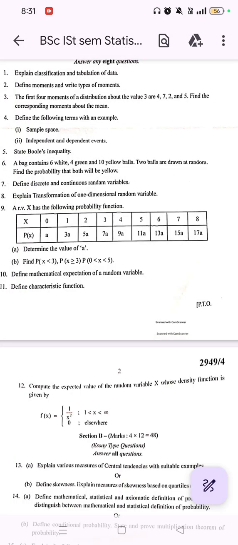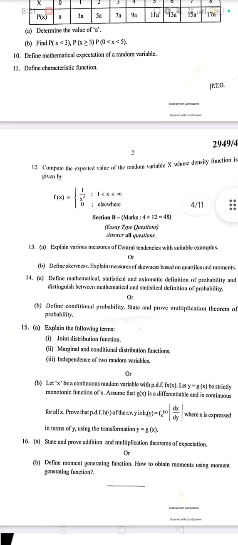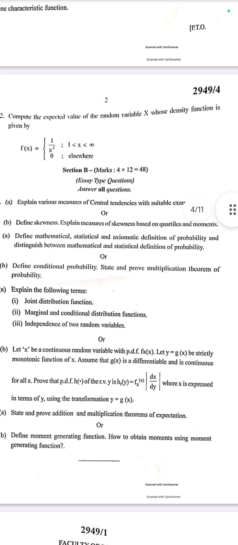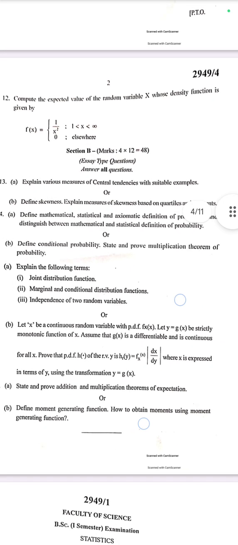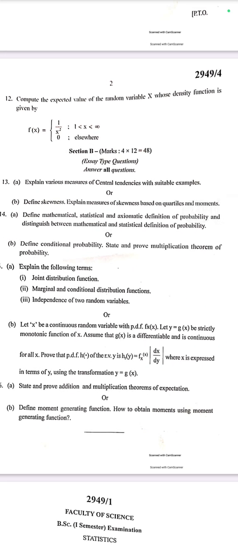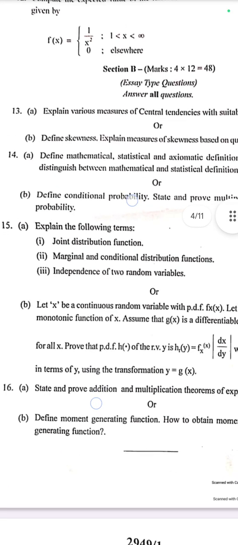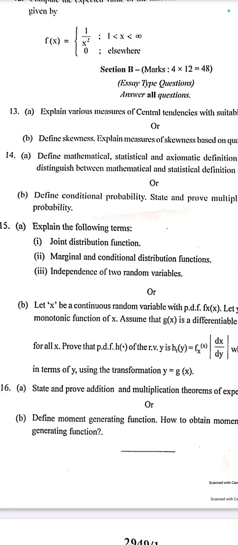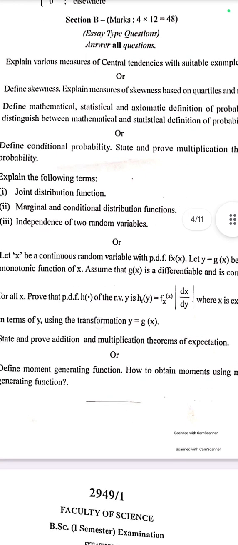Okay. Next, similarly, long answer questions you can also see here. Define mathematical expectation, define conditional probabilities, and state and prove the multiplication theorem of probability for two events and n events also. They ask you to write about the joint distribution function and the marginal distribution function, dependent and independent events, random variables.